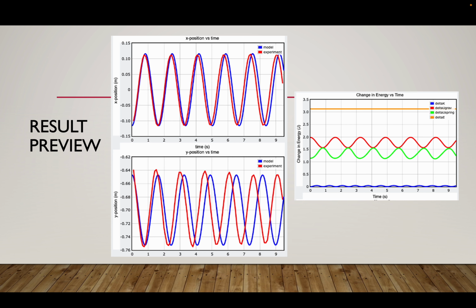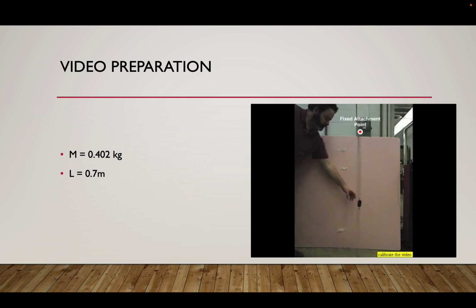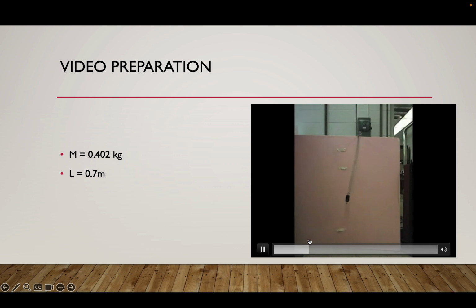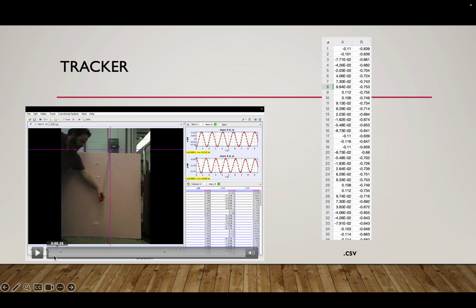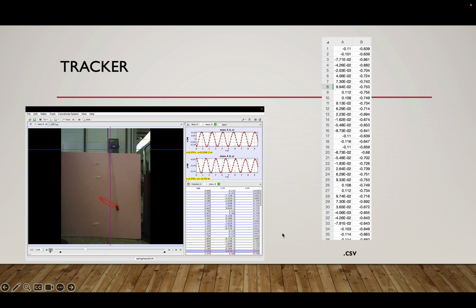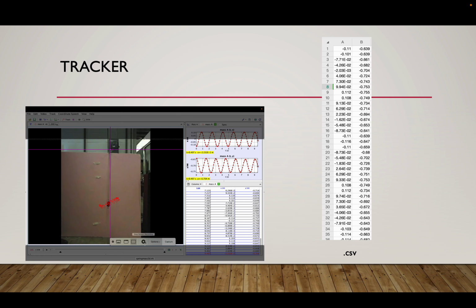And here are the results. First, I chose option 1, which is to use the video on the Canvas to analyze it. And here's the video. In the pre-lecture video, we can see that m is equal to 0.402 kilograms and L is 0.7 meters. So we analyze the video in Tracker and we get the .csv file, which contains the x positions and y positions.